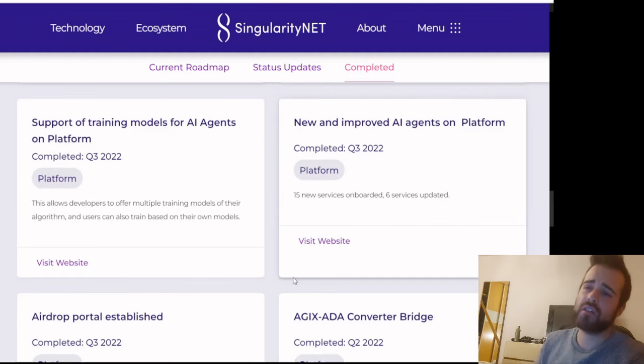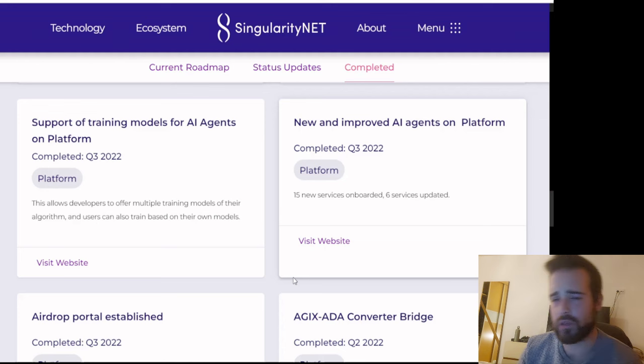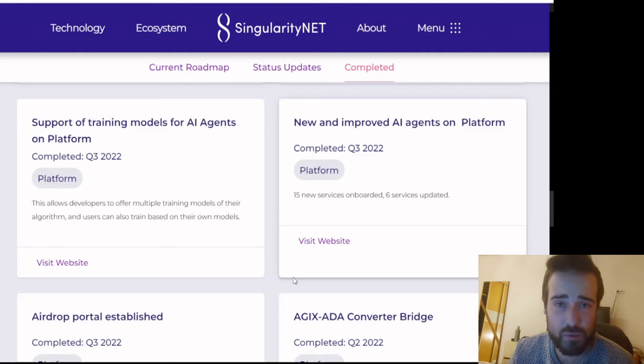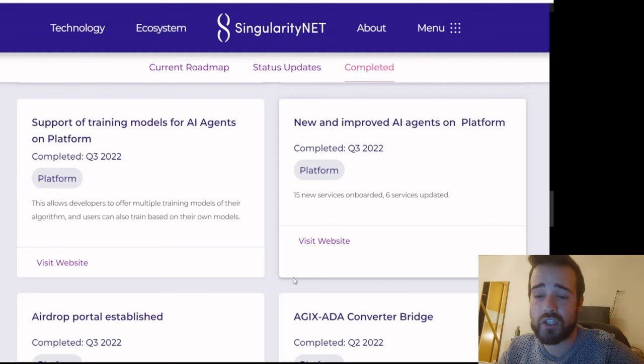Now, in addition, the SingularityNET platform had a lot of important updates, like a training model for AI agents on the platform to facilitate the training of the algorithms. And besides that, the onboarding of new services: 15 new services available, and 6 services they already had before that were updated. So a lot of choice already in the SingularityNET marketplace for us to use in terms of artificial intelligence.